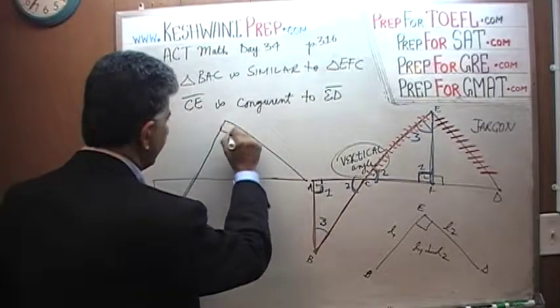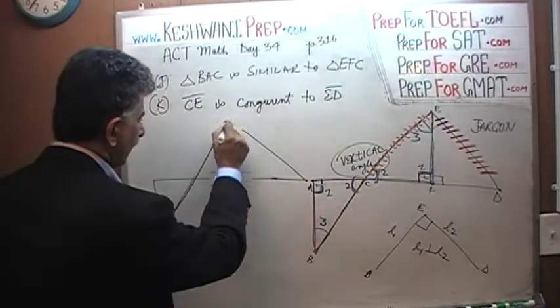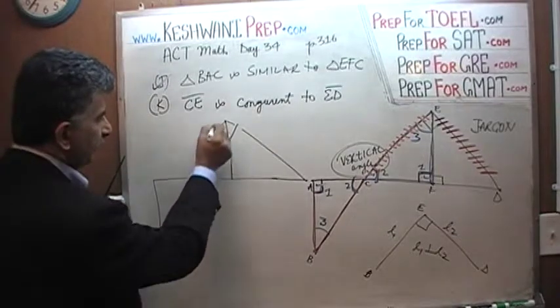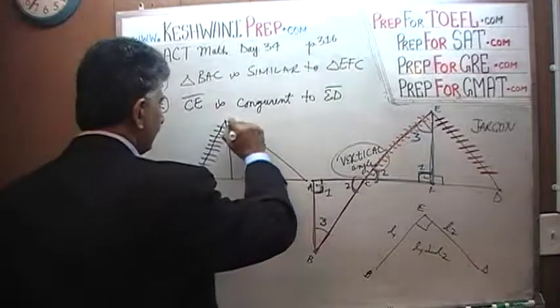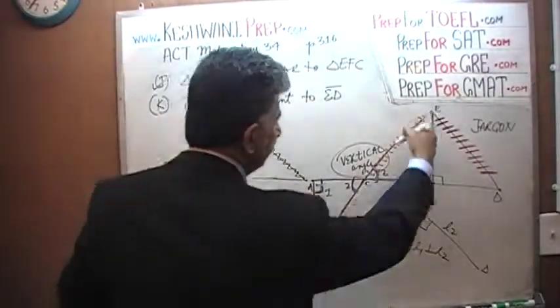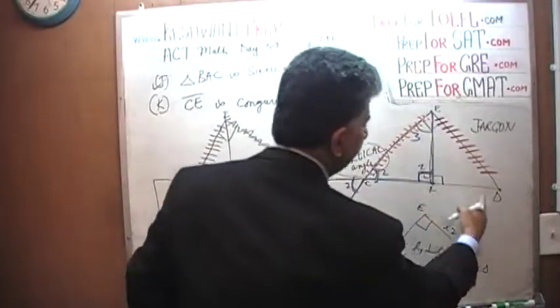This is 90 degree. Comes straight down. It makes a 90 degree angle, and you can clearly see that this side in this case is not equal to this side right here. This is our C to E, and this is our E to D.